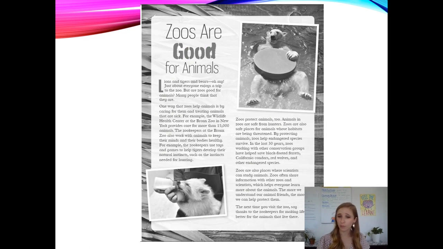So today we're going to reread both of these articles. We're going to read "Zoos Are Good for Animals" first. While we reread this article, if you have it in front of you, I want you to be highlighting or underlining the opinion and the reasons that support that opinion. After we read it through one time, we'll go back through and I'll highlight what I think are the opinion and the reasons. So, first reading, you'll be underlining or highlighting the opinion and reasons.